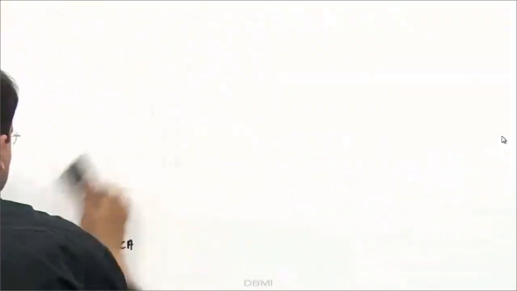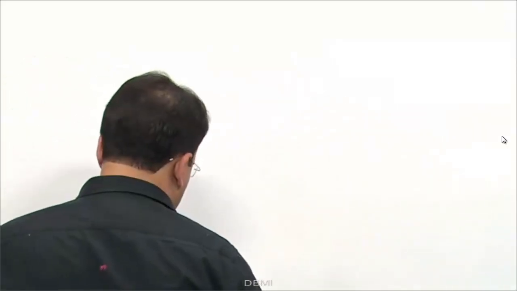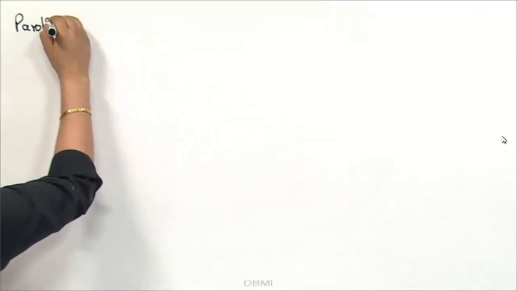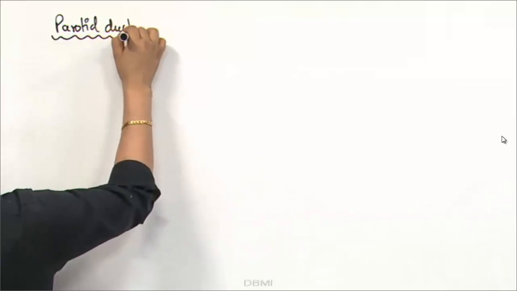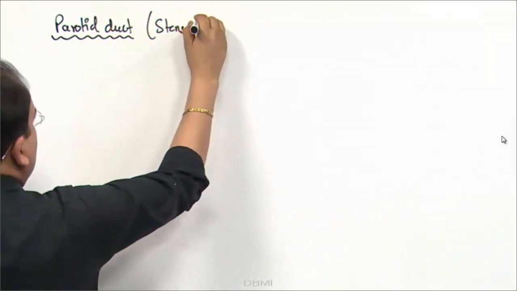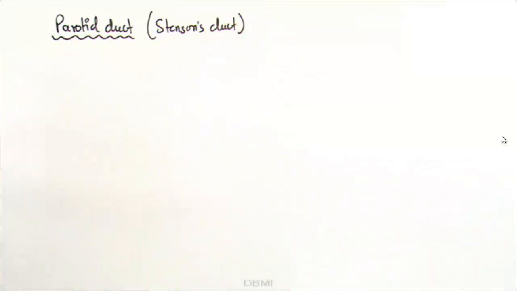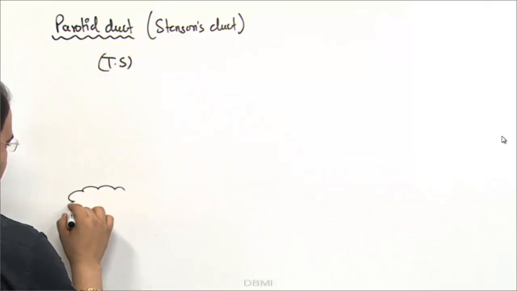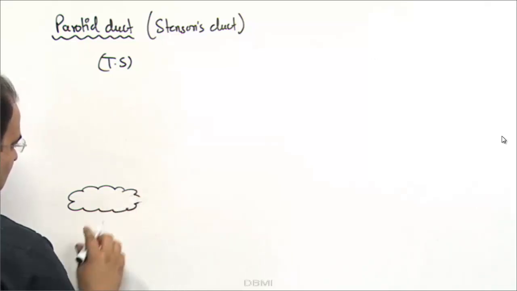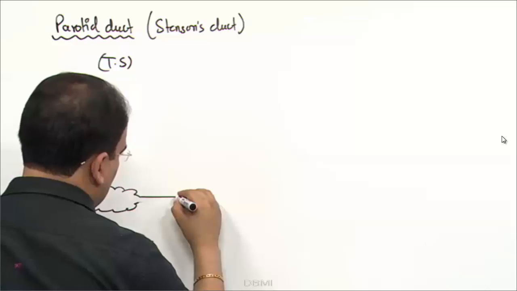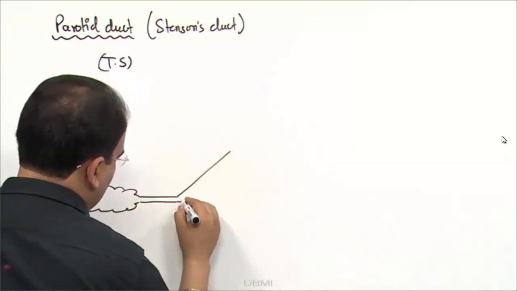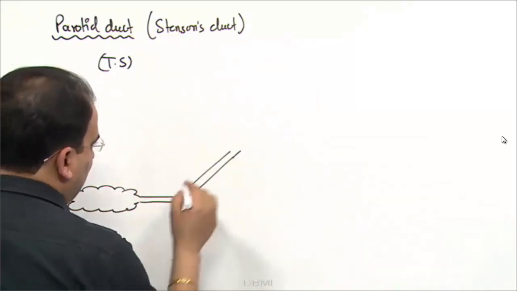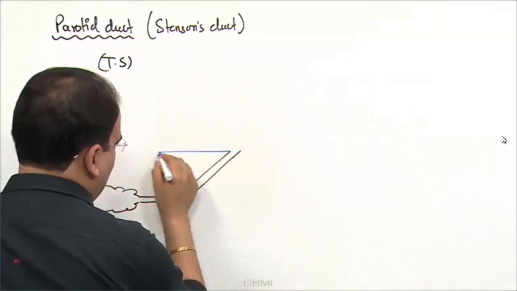Now parotid duct or Stenson's duct. There are three types of questions which are asked from the parotid duct. If you take a transverse section, TS, of the parotid gland, there we have the parotid duct which goes and runs obliquely inside, to open in the vestibule of mouth by piercing the mucous membrane.